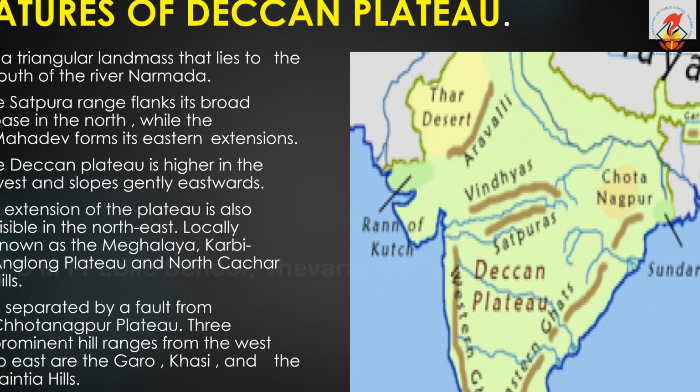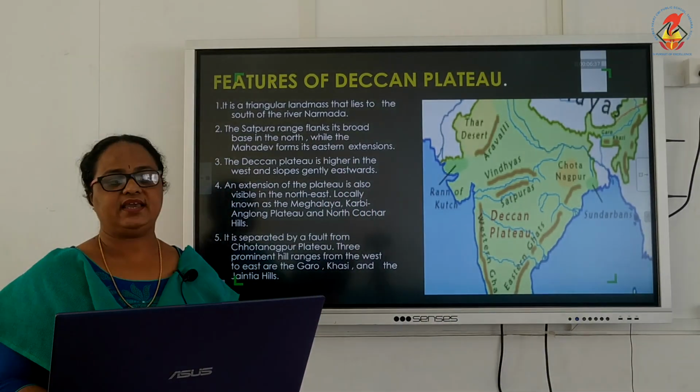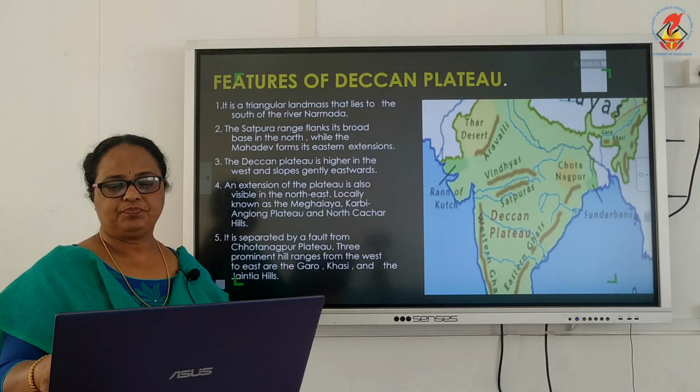And an extension of the plateau is also visible in the northeast, which is locally known as Meghalaya, Karbi Anglong Plateau and North Kachar Hills. That is, we can see the northeast extension of the Deccan Plateau on the northeastern side. Then it is separated by a fault from Chota Nagpur Plateau, that is this particular region. Three prominent hill ranges from the west to east are the Garo, Khasi and Jaintia hills. So we have the continuation here towards this part where we have the Garo, Khasi and the Jaintia hills. So these are the important features of the Deccan Plateau.